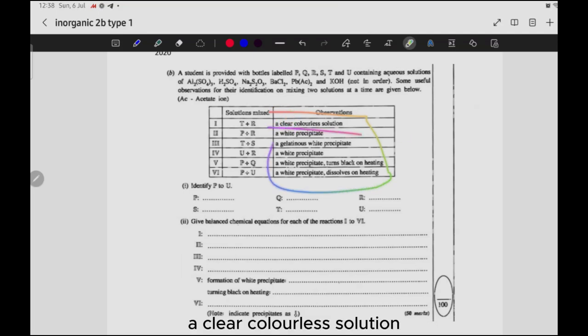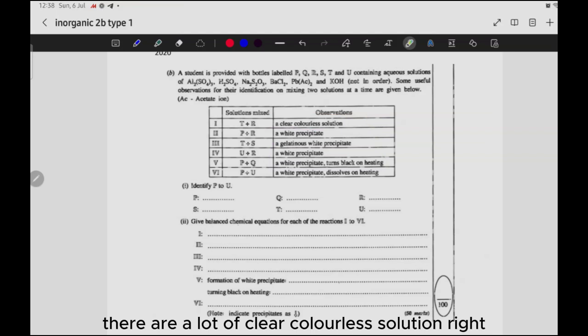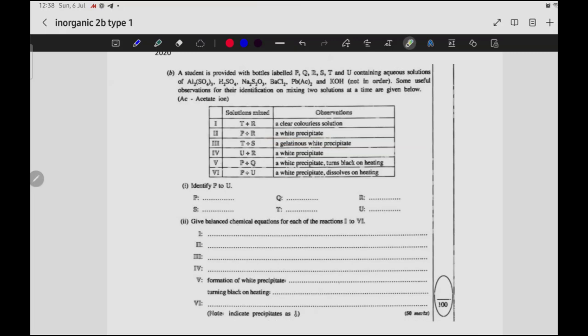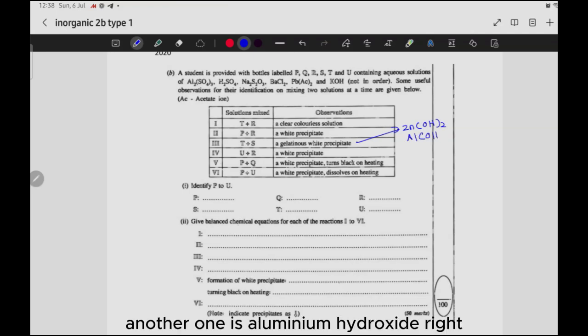A clear colorless solution, so definitely you can't find, there are a lot of clear colorless solutions, right? So you can't get an idea reading that. A white precipitate, right? A white precipitate also, there are many white precipitates, right? A gelatinous white precipitate, right? So here we go with the hint, right? A gelatinous white precipitate. I said in our syllabus we have only 2 gelatinous precipitates. One is zinc hydroxide, another one is aluminum hydroxide, right?